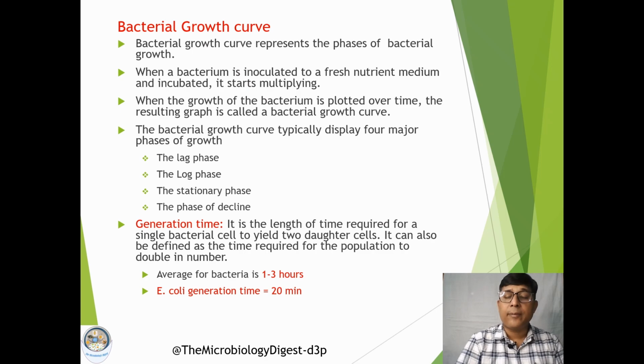The average generation time in bacteria ranges from 1 to 3 hours, but there are some bacteria where the generation time is very short. For example, in Escherichia coli, the generation time is hardly 20 minutes. During these 20 minutes, the parent population completely doubles. So that is the generation time.